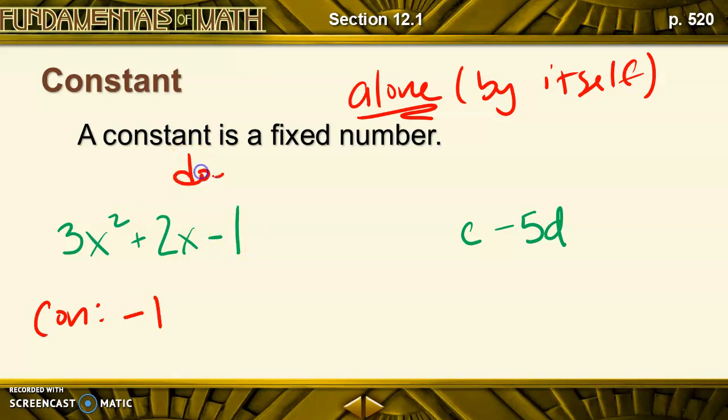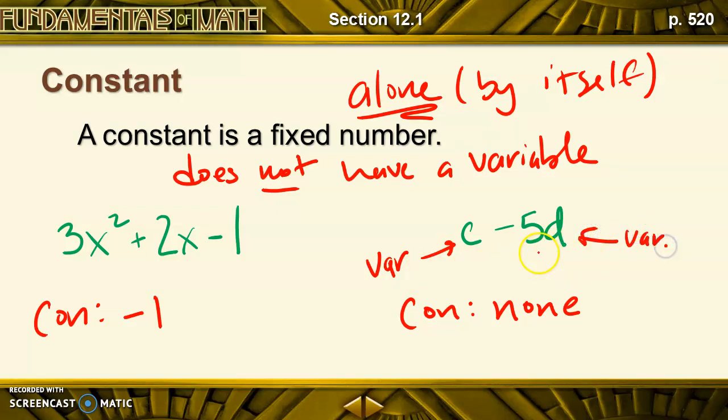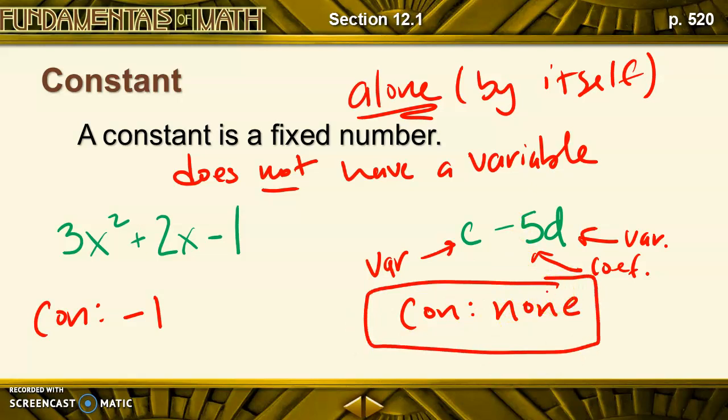So does not have a variable next to it. All right, so what are the constants for this example? If I have c minus 5d, there are actually going to be no constants because c is a variable, and d is a variable, and negative 5 is a coefficient. So in this case, the constants would be none. Just because it asks to identify it doesn't mean there has to be one, and we want to get in the right mindset to identify all the different parts.